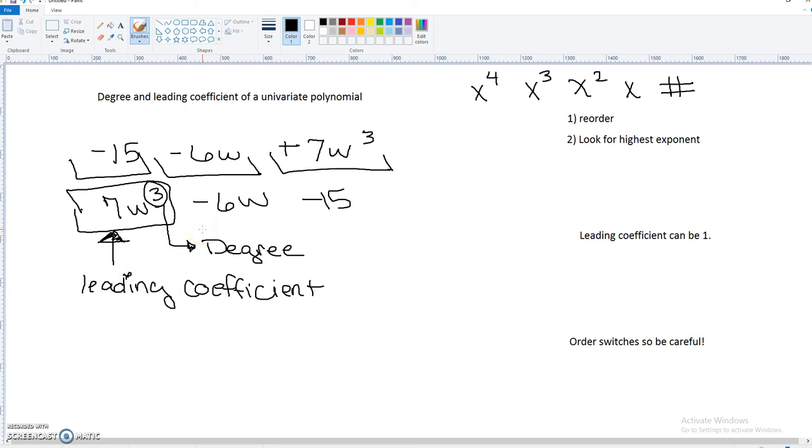Now, as you're working this topic, it's going to be very, very important that you pay attention to the wording. Because in one problem, they'll ask for the degree first and the coefficient second. And then in the next example, they might ask for the leading coefficient first and the degree second. So make sure that you're putting the right number into the right box.